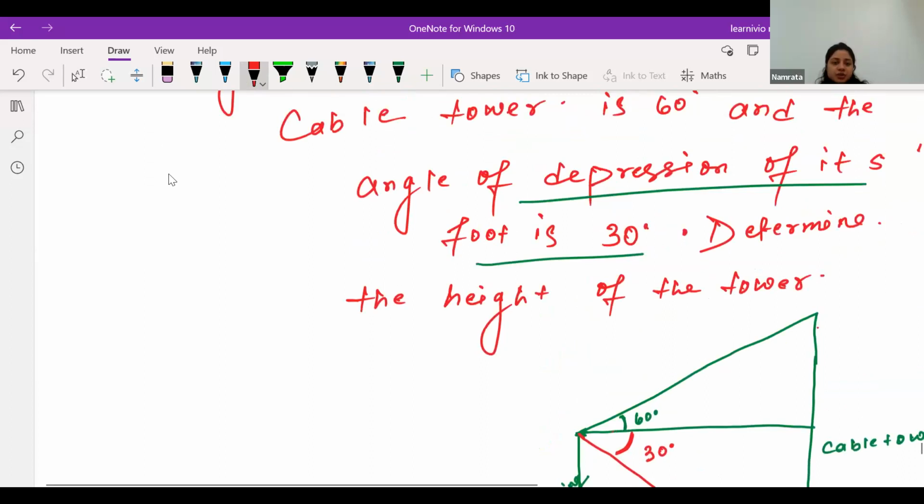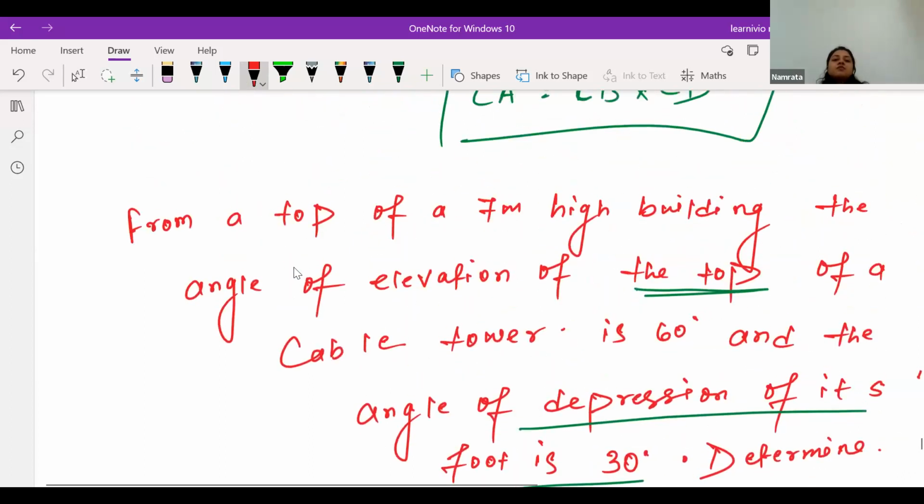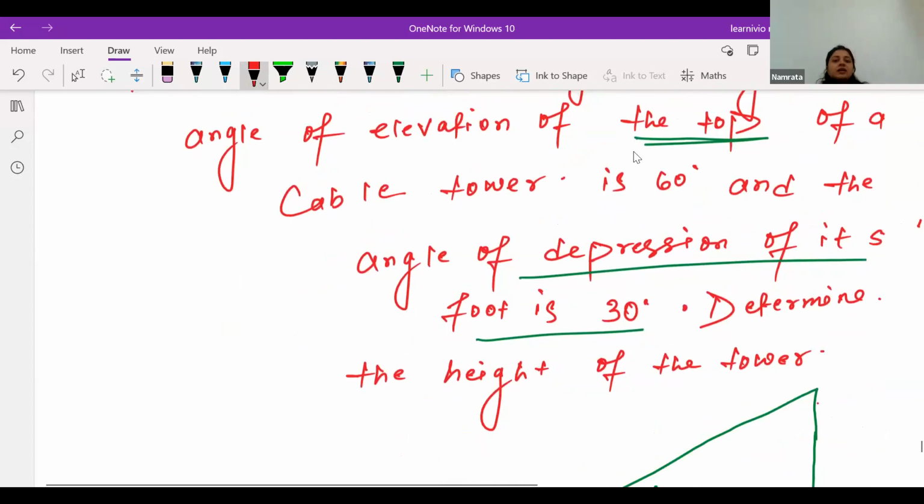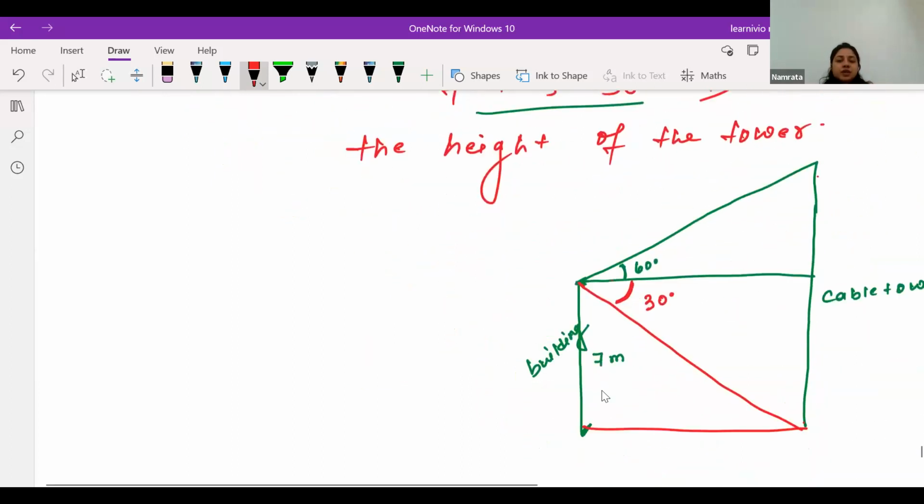Let's just go through it. From the top of a 7-meter high building, the angle of elevation is there and the angle of depression is there from the top only. From the top we take the angle of elevation to the top of the tower, and the angle of depression to the foot of the tower, as given in the question itself. We have to find the total height of the tower.